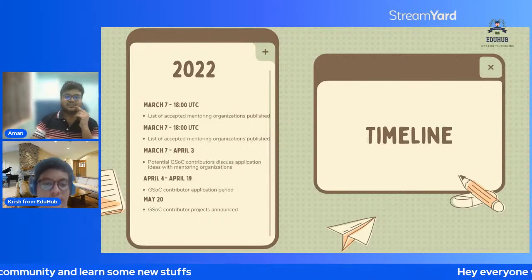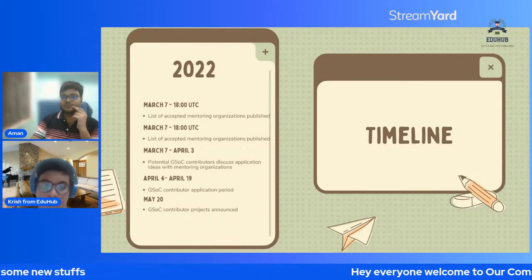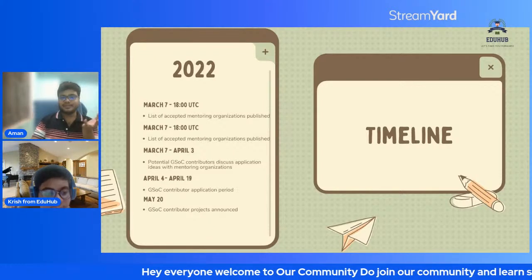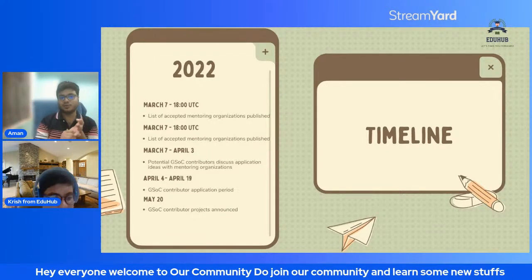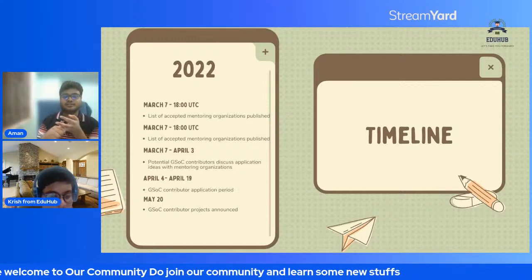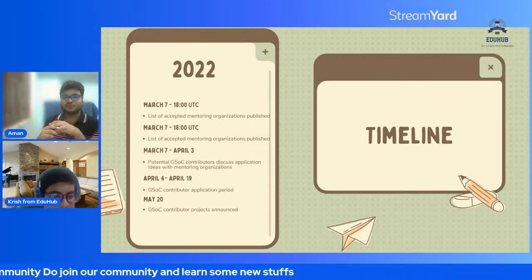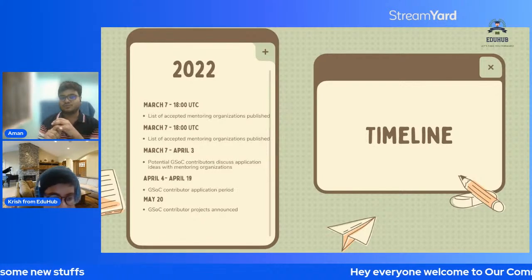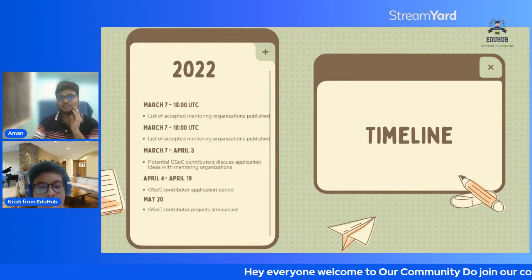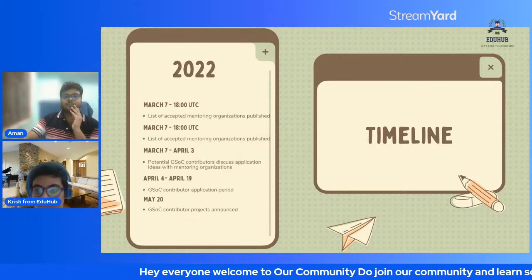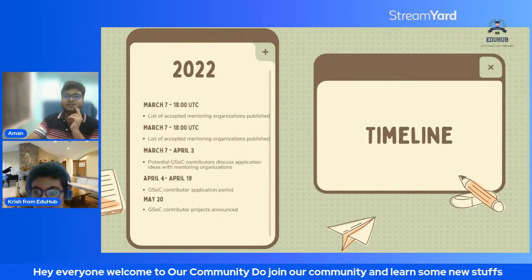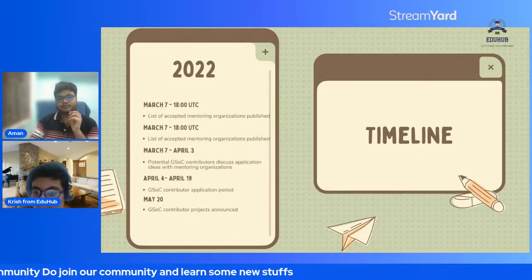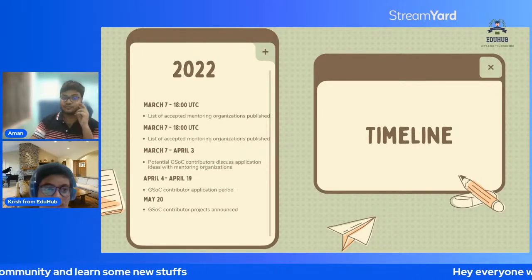After March 7 to April 3rd, all the contributors who were staying around in the community discuss some good projects that they can go ahead with. Sometimes the organizations themselves create projects that they want completed over the summer. And in between March 7th and April 19th, you will find that most people start contributing, and you should do the same.